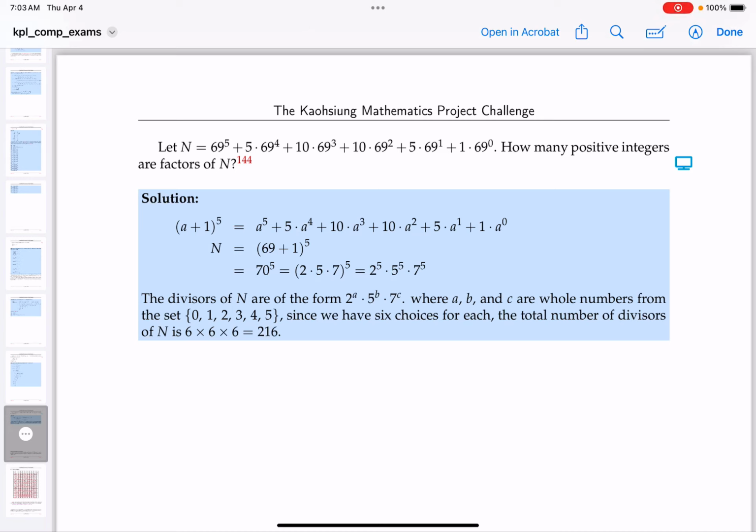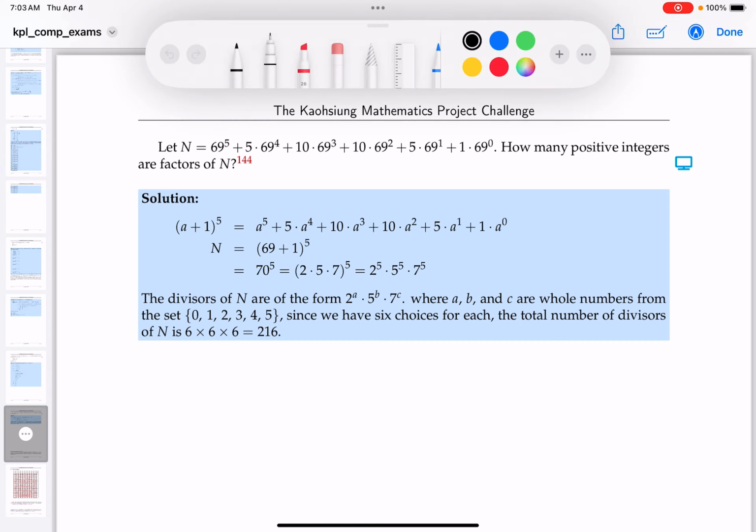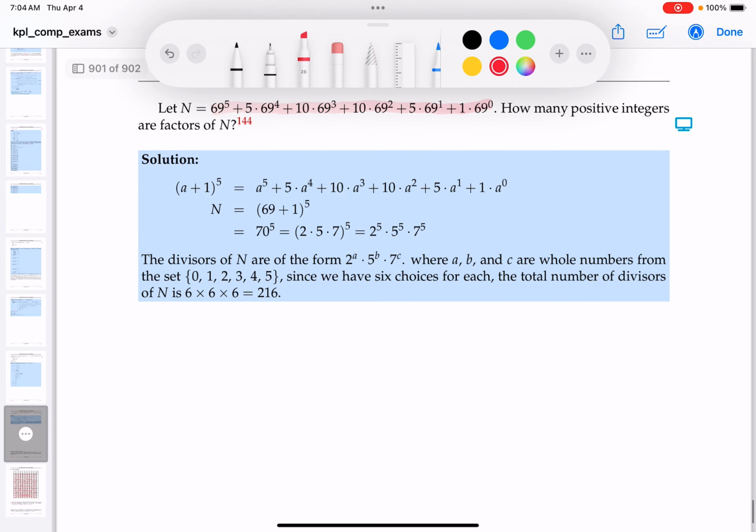Okay, when I first saw the question, I looked at this over here, and then I started thinking, what could I do with that? I had a few false attempts at it. Then I started to realize it's a binomial. What I mean by that is I see those coefficients, 1, 5, 10, 10, 5, 1, and then I see these powers of 69: 5, 4, 3, 2, 1, none.